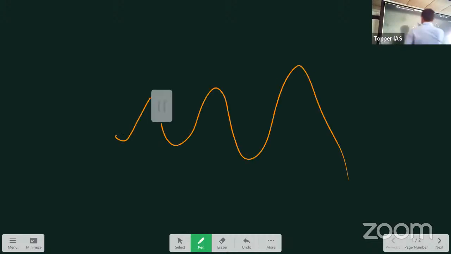Next, the Himalayas. Next, we'll take the zones. See, listen fast.